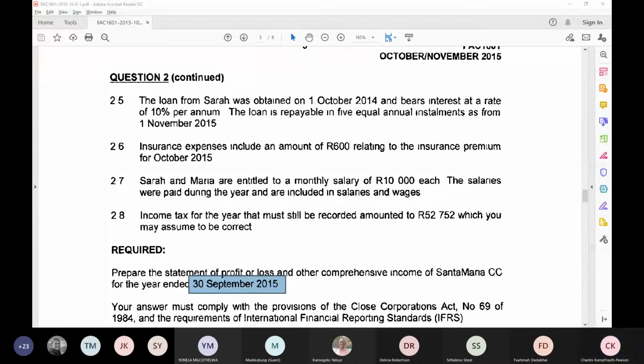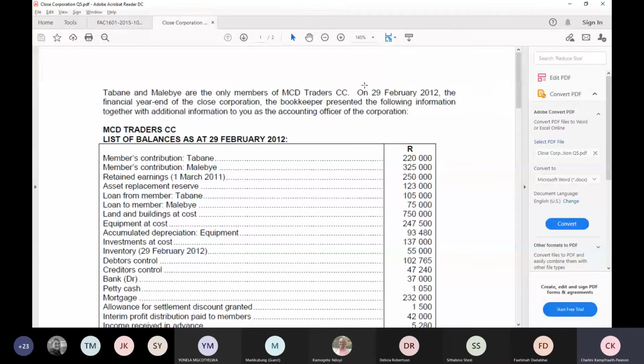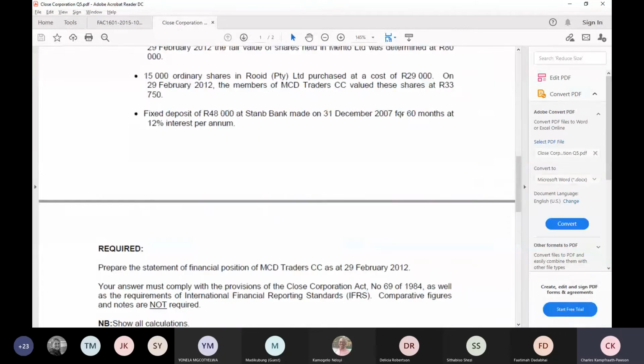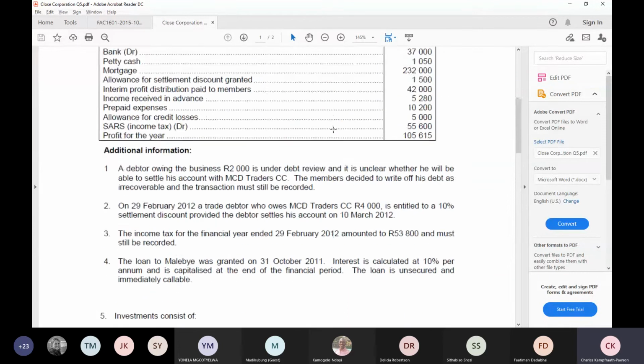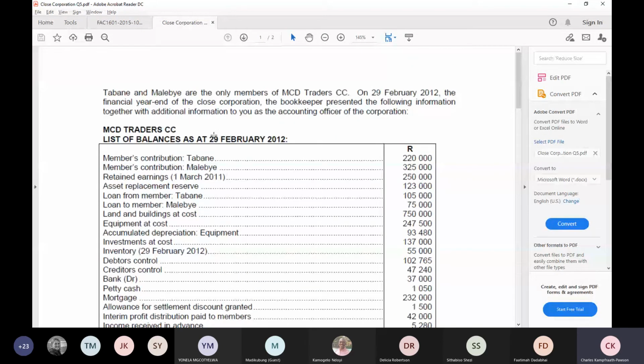Okay. The question that I'm doing is question 5. I've shared it on the WhatsApp group. I don't think we've done it before, we'll just double check. It's a statement of financial position. We've done a statement of profit and loss, and now we can do a statement of financial position. I'm just going to share it on the group again, so if you are on the WhatsApp group, just give me a minute to share it.